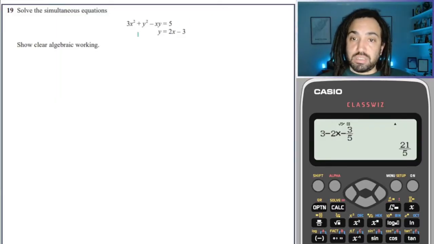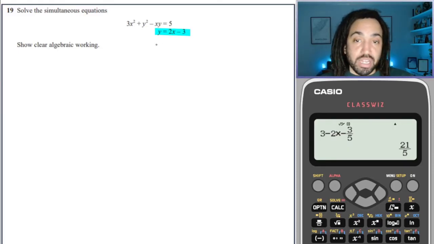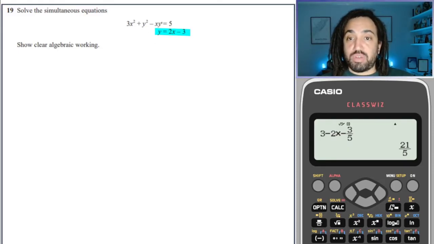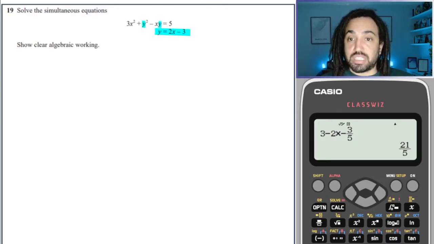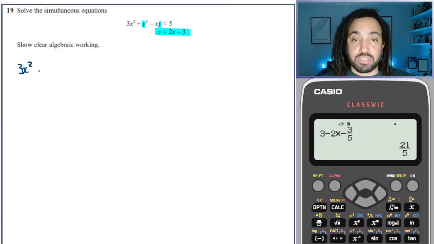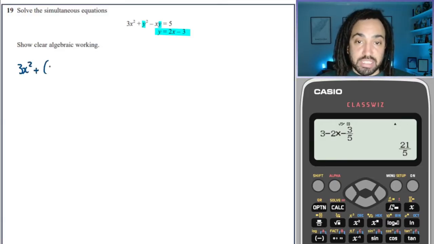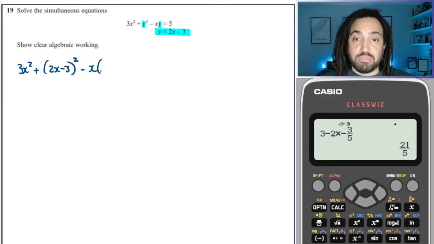Okay, next one. And this one is quite nice because we've already got the linear written out for us in terms of y. So we can just replace it, all the y terms in here can get swapped out for 2x minus 3. So writing the quadratic one out again, we've got 3x squared plus y is going to get swapped out for 2x minus 3, but that's y squared, so we have to square the bracket. Minus x times by y, which is again going to get swapped out by 2x minus 3, and all that equals 5.